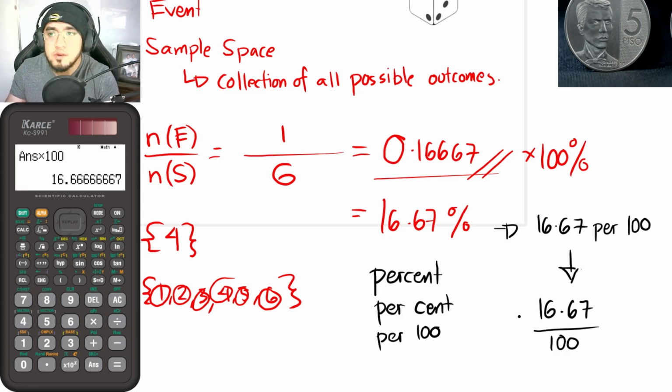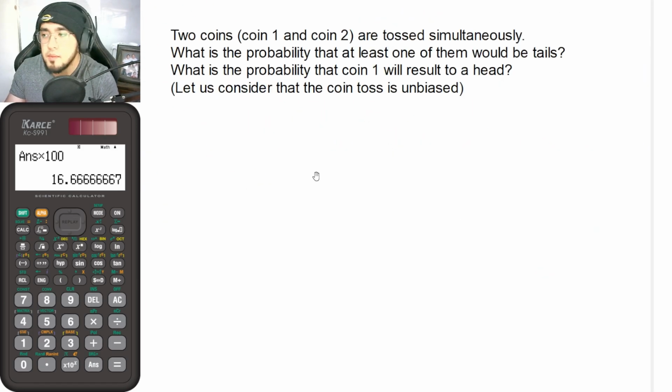Okay, so with that, let us now proceed to our first sample problem here. In this sample problem, two coins, so let's name them coin 1 and coin 2, are tossed simultaneously. So meaning that, of course, simultaneously, in Tagalog, sabay po silang itotoss. So what is the probability that at least one of them would be tails? And another question here, what is the probability that coin 1 will result to a head?